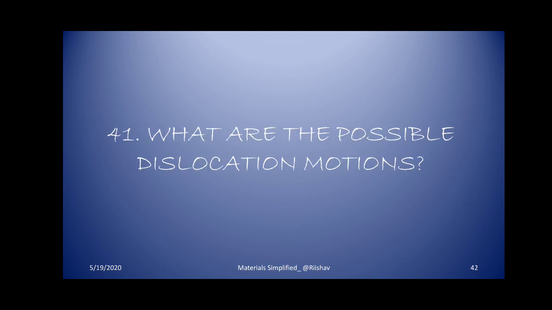What are the possible dislocation motions? Well, there are three possible dislocation motions. One of them is glide, one of them is climb, and another one is cross slip.